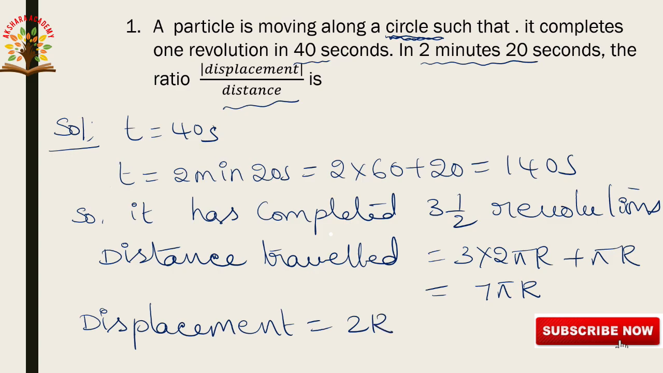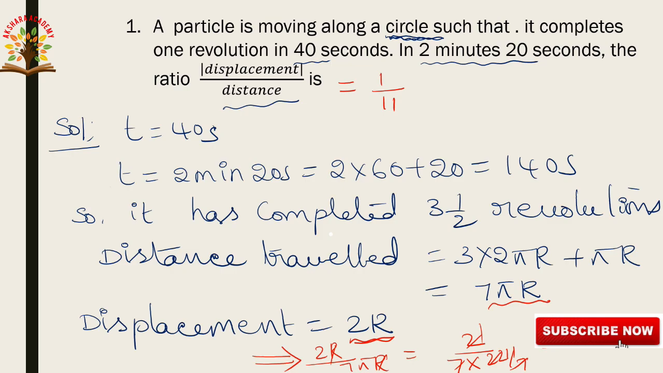Now we are finding displacement by distance. Displacement is 2r and distance is 7 pi r. So finally we are calculating displacement by distance, that is 2r by 7 pi r. R gets cancelled. 2 by 7 into pi, nothing but 22 by 7. Here 7 gets cancelled. 2 ones are 2, 11s are 11. So the ratio of displacement by distance is 1 by 11. This is the final answer, that is 1 by 11.